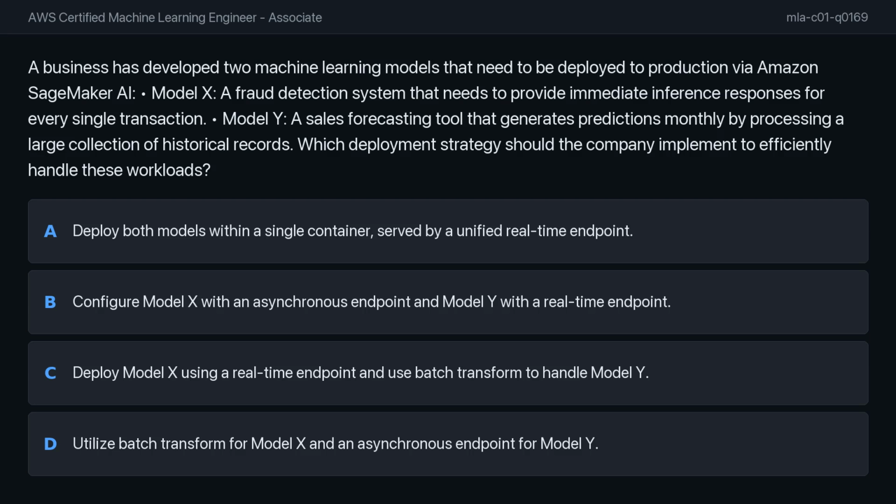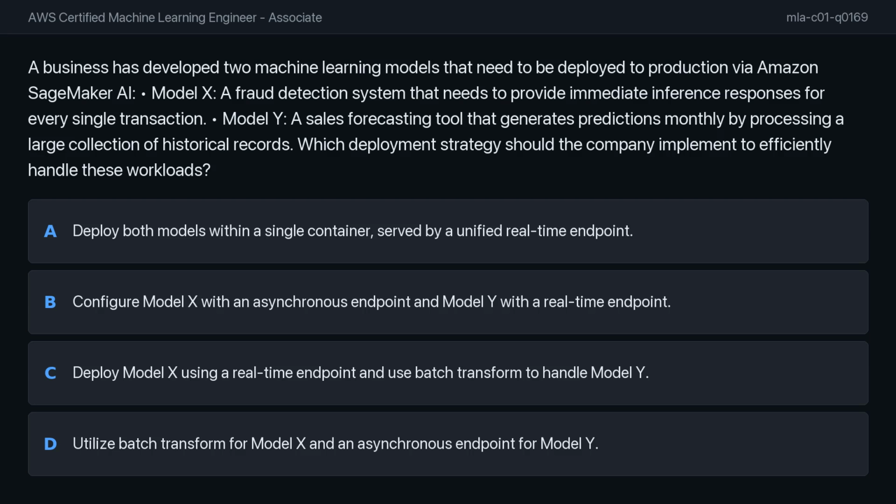The options are as follows. Option A. Deploy both models within a single container, served by a unified real-time endpoint. Option B. Configure Model X with an asynchronous endpoint and Model Y with a real-time endpoint. Option C. Deploy Model X using a real-time endpoint and use batch transform to handle Model Y. Option D. Utilize batch transform for Model X and an asynchronous endpoint for Model Y.